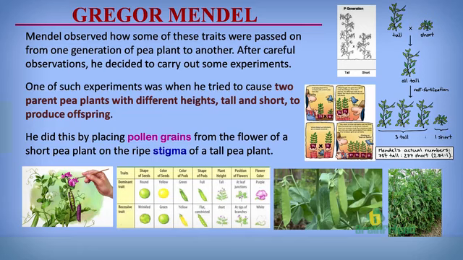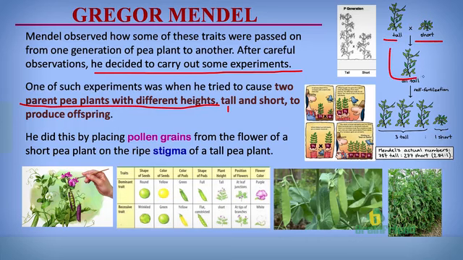But he didn't just come to a conclusion. After careful observation, he decided to carry out his experiment. One example of Mendel's experiment is seen in this case. At one point, he tried to do something. What did he do? He tried to cause two pea plants that had different heights, one tall and the other short, to produce an offspring.